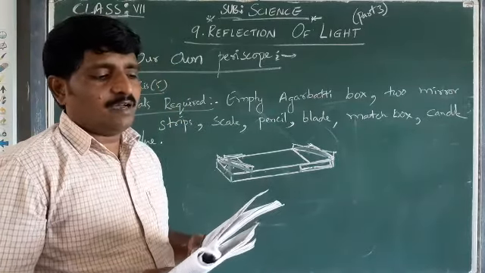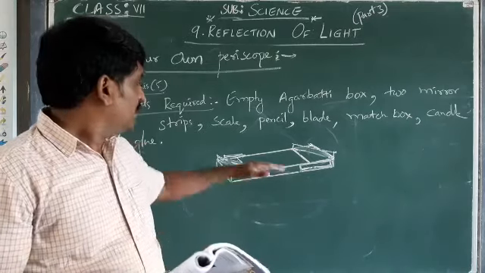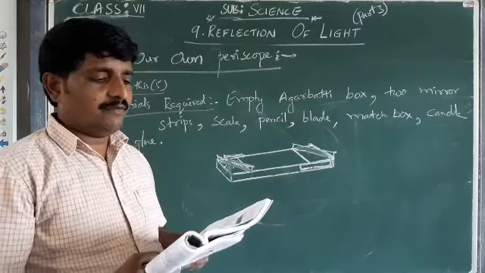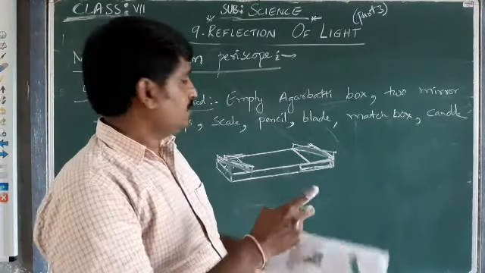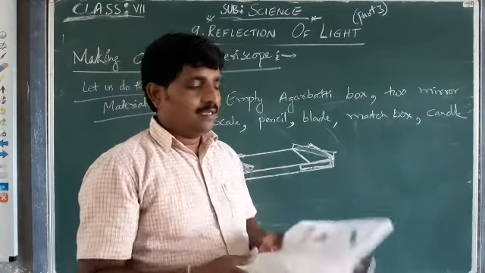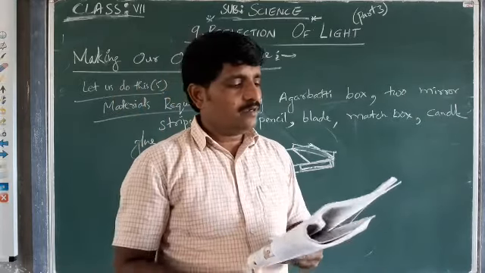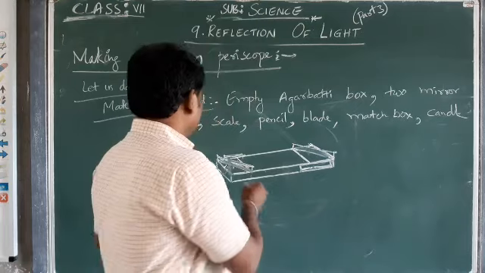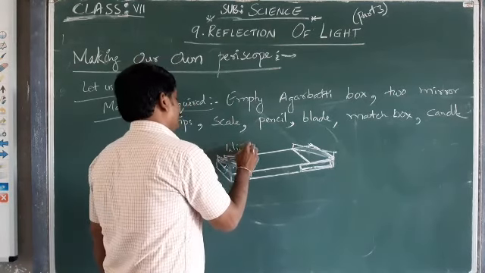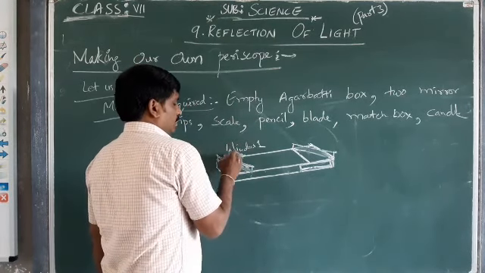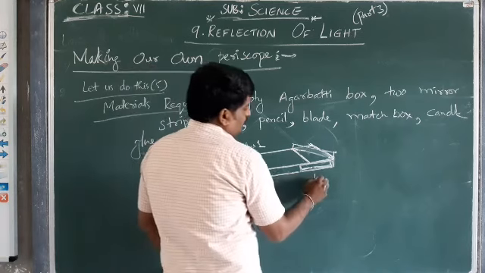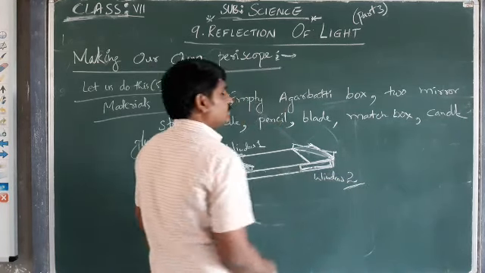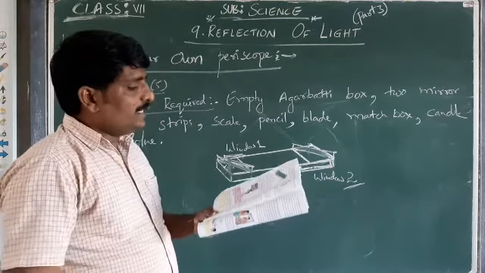Okay, now our periscope is ready. This side is one window, this side is the other window. Our periscope is ready. Now you can make it on your own. Suppose this is window 1, and this side is also open, this is window 2.